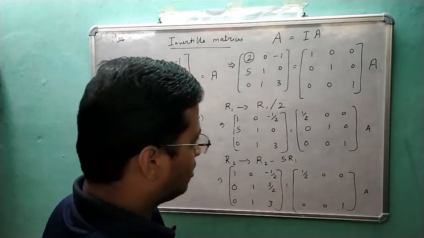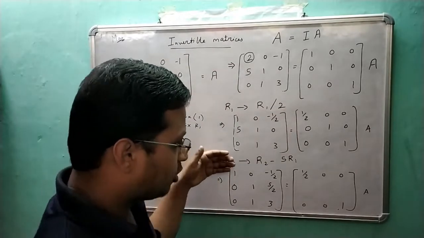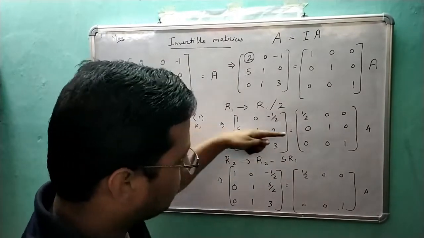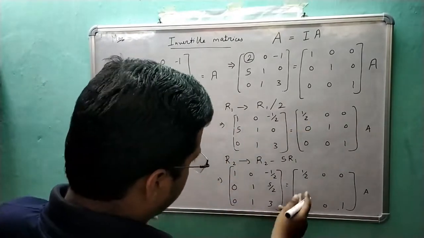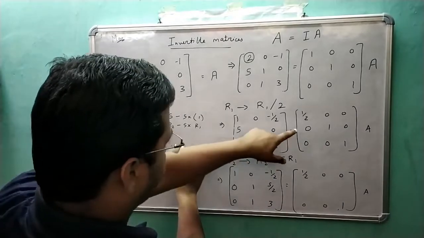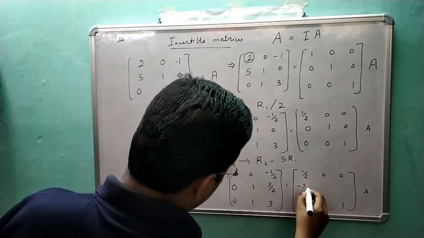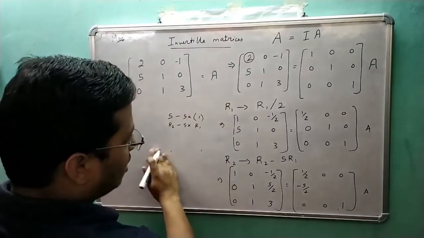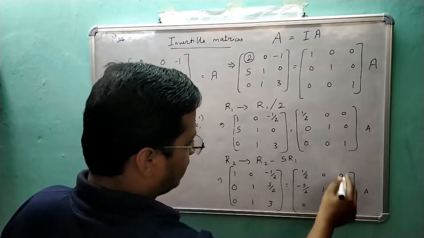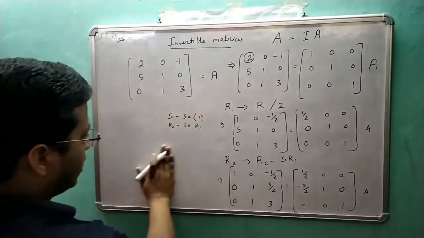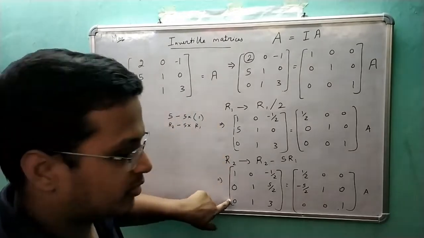Similarly on this side. Whatever elementary row operation we are applying, we apply to the complete row, meaning both the matrices. So here we will get 0 minus 5 into R1, that is half. So minus 5 by 2. Here similarly 1 minus 5 times 0 is 1. 0 minus 5 times 0 is 0. Alright, now you can see we have got the first column 1 0 0.